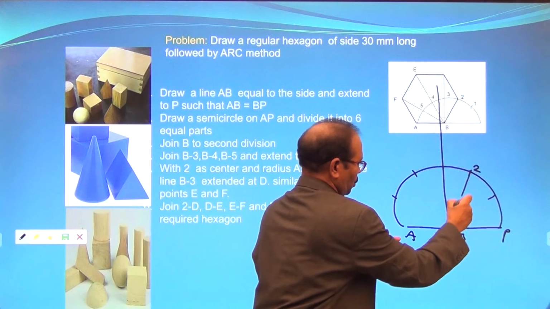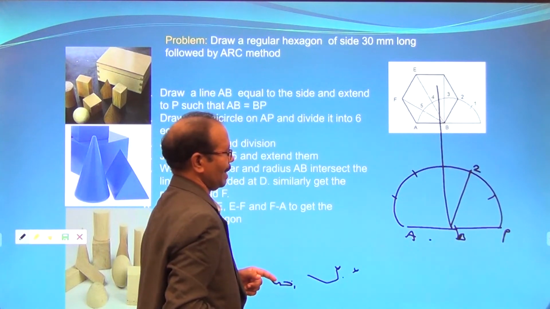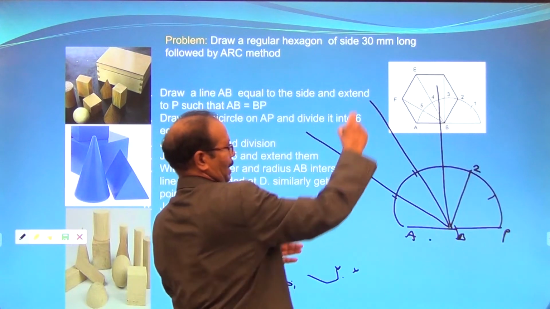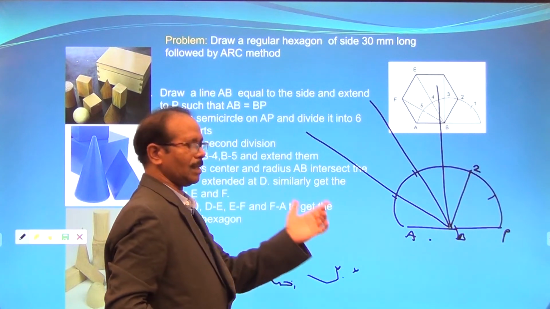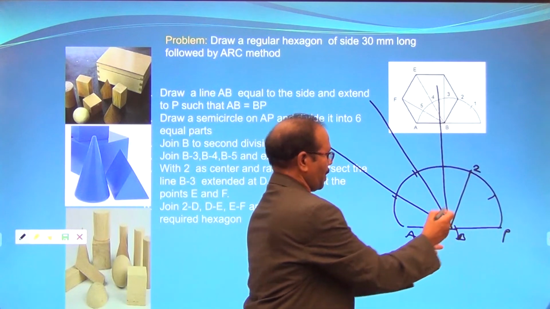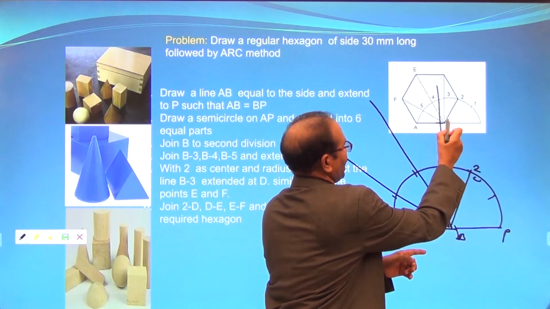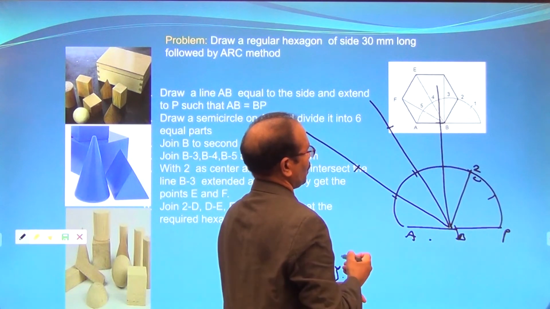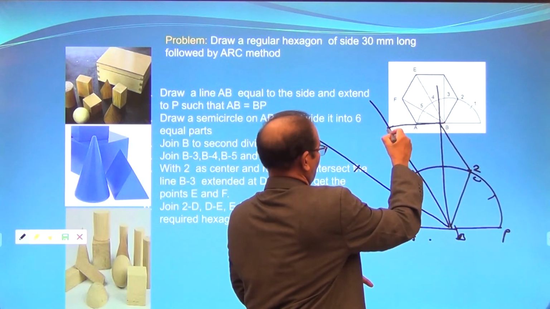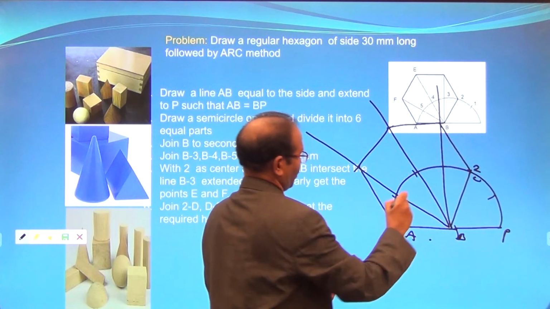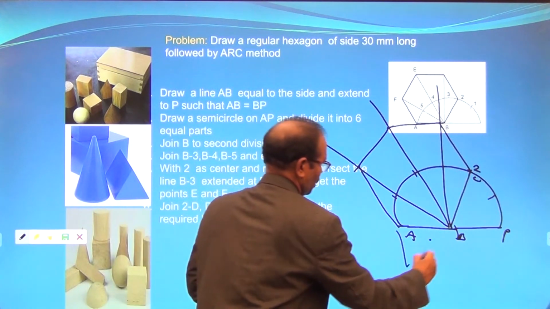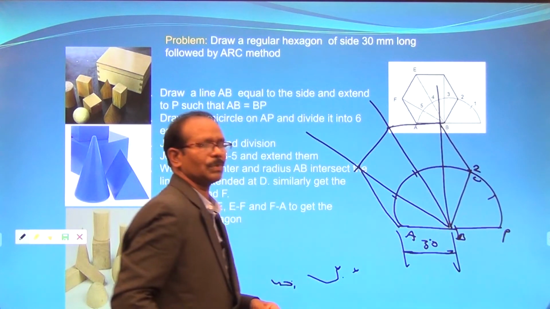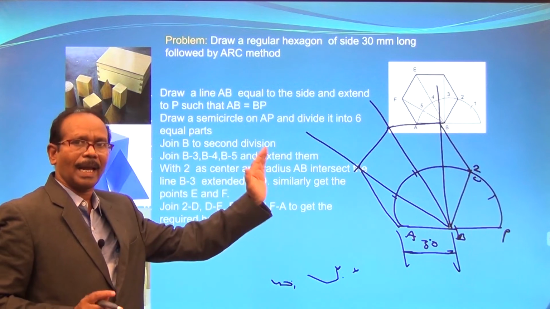Join the second point to B. Then extend this line. Now cut the remaining points with AB as a radius. So AB, C, C to D, D to E, E to F, F to A. Join all these. This is the required polygon. Give the numerical value, say this is 30 mm. So adopt the same procedure.